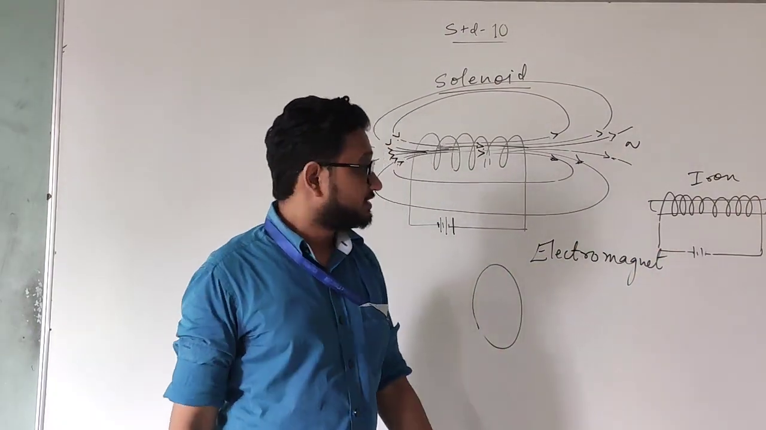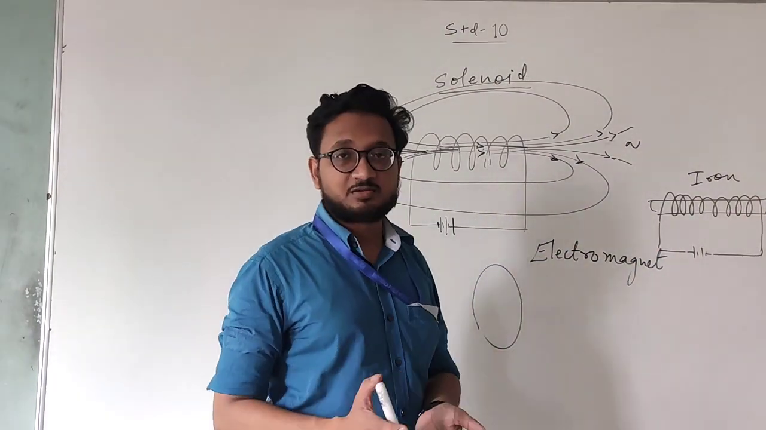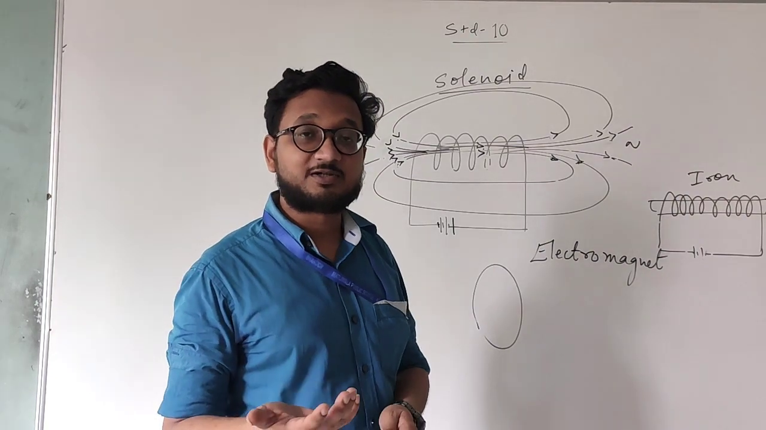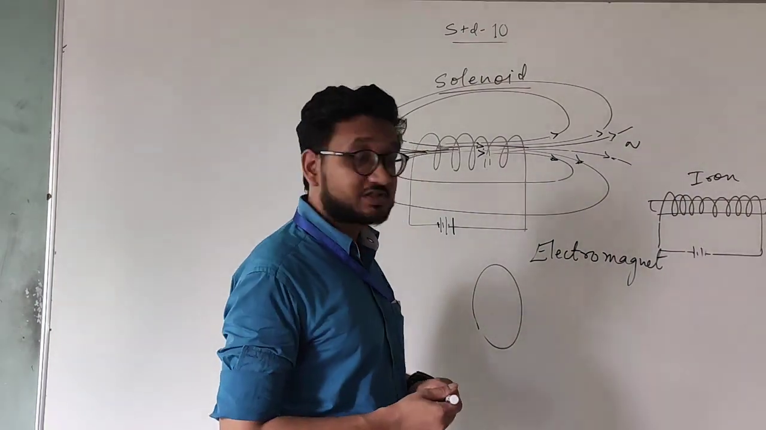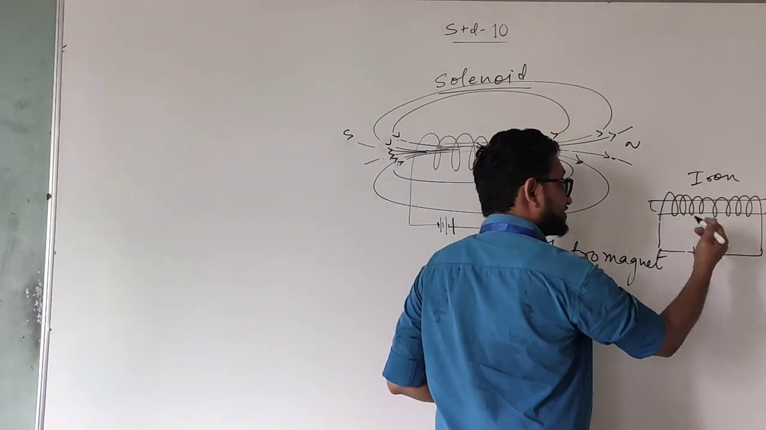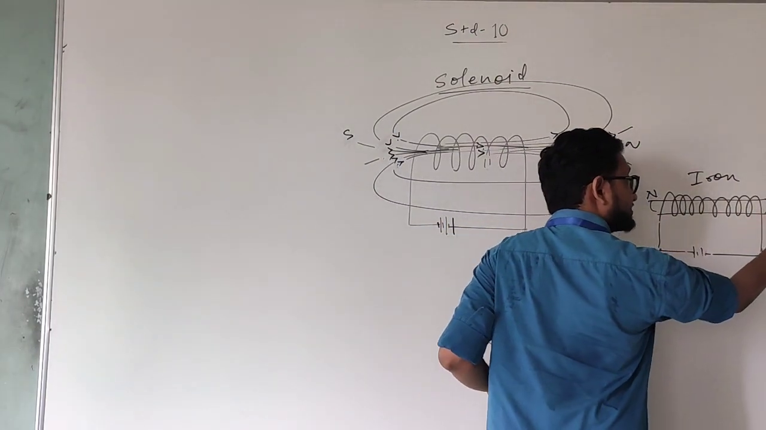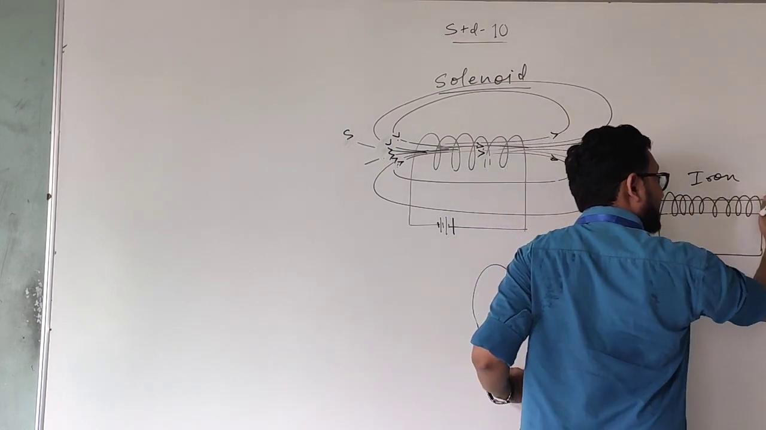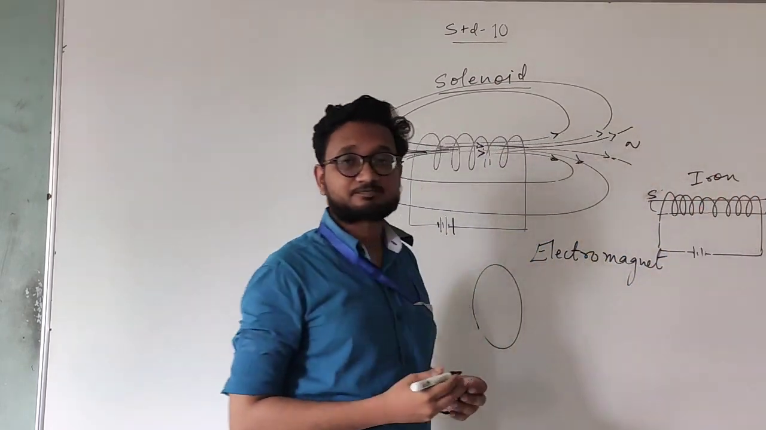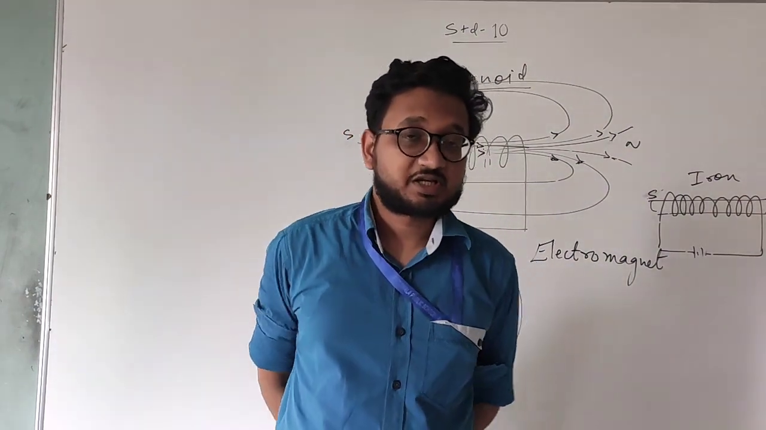And therefore, with an electromagnet you can switch the magnetic field on or off whenever you want. You can also change the direction of this magnetic field. Once again, by reversing the batteries, if this is north and this is south, then when you reverse the batteries, this will become south and this will become north. I hope it is clear to you, students.